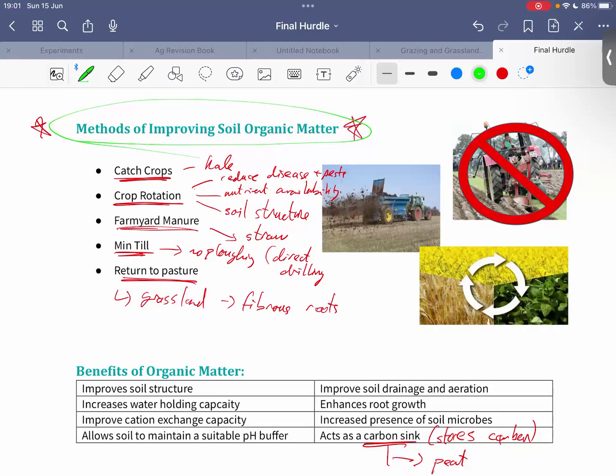So if they ask how a farmer could improve their carbon footprint, could you say they could increase their organic matter in their soil? Yes, to take in carbon. Absolutely, Sean. Brilliant. Super.